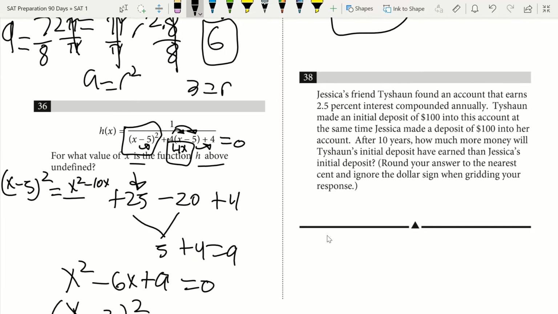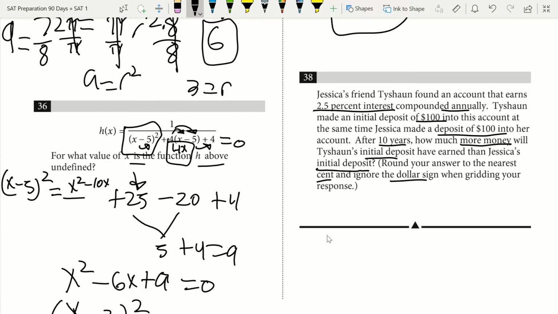Number 38, Jessica's friend Tayshawn found an account that earns 2.5% interest compounded annually. Tayshawn deposited $100 initially in his account, same time Jessica made her deposit. After 10 years, how much more money will Tayshawn's initial deposit have earned than Jessica's initial deposit? Keep in mind, we're looking for the difference between the two. Rounding to the nearest cent, ignoring dollar sign.